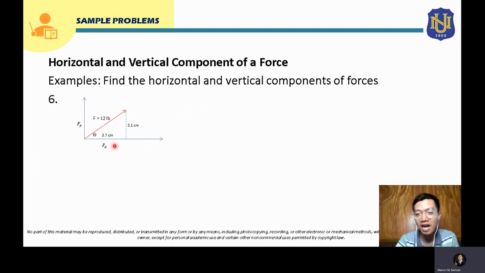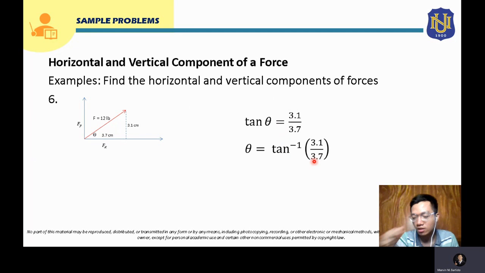So what trigonometric function has opposite and adjacent? TOA. So that will be tangent. To solve for theta, you can use tangent theta, which is equal to opposite over adjacent. Your opposite side will be 3.1 and your adjacent side will be 3.7. So solving for theta, that will just be arctangent of 3.1 over 3.7. Inputting that in your calculator, that will be equal to 39.96 degrees. So this will now be the theta.